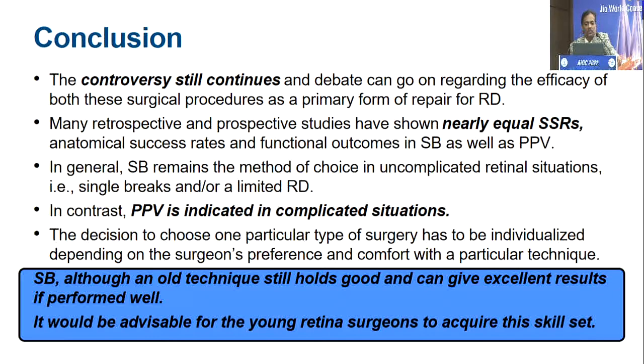So coming to the conclusion, there is always a controversy, and the debate will keep on going on, about which is more efficacious. But I feel that in a properly indicated, young, phakic patient with minimal vitreous changes, a single break, 1 or 2 quadrants, a very anterior break, I would still prefer to go ahead and do a buckle vis-a-vis a vitrectomy. So even if scleral buckle is an old technique, it still holds good and gives excellent results. Therefore, it is advisable that young retina surgeons should follow this surgery passionately and try to take it ahead.